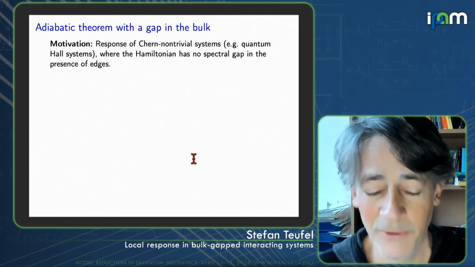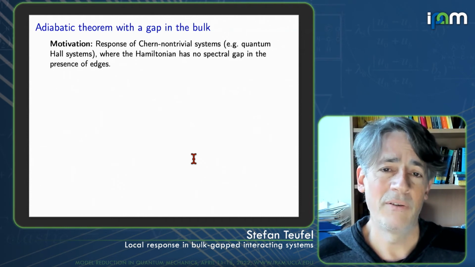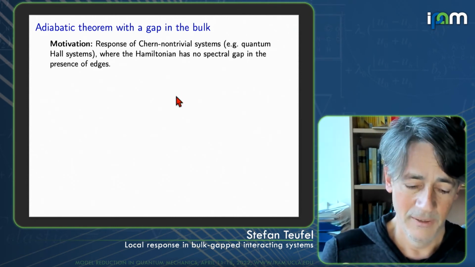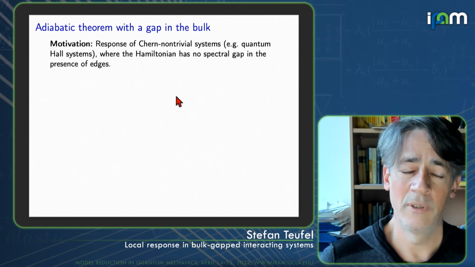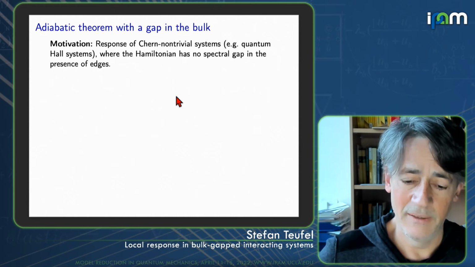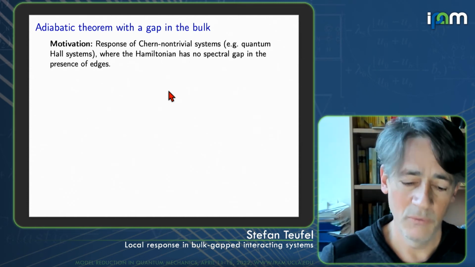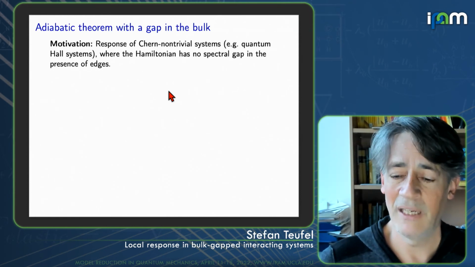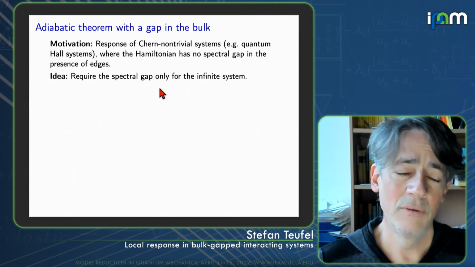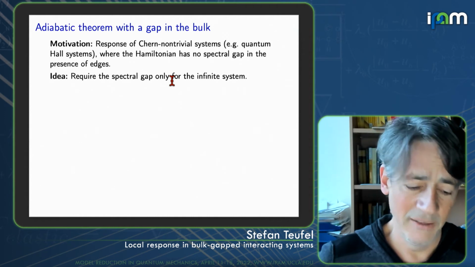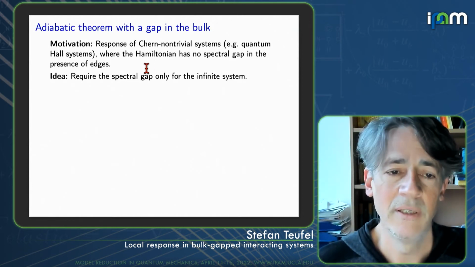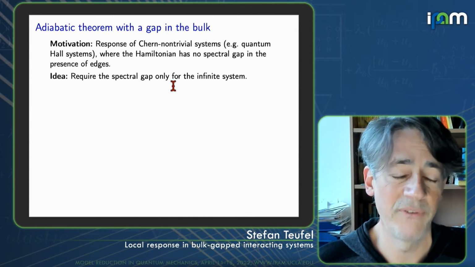And the result I want to now present to you in the last minutes is an adiabatic theorem with a gap in the bulk, where we don't want to assume that these finite volume Hamiltonians are gapped. So a result that really applies also to topologically non-trivial systems, even if there are gapless edge states which close the gap. So the idea is we don't want to put things on a torus to remove the boundaries. We want to understand what happens in the bulk of a system that is only gapped in the bulk, and not globally. To formalize this idea mathematically, we require the spectral gap only once we are in the thermodynamic limit, once we remove the boundaries to infinity. So the idea is to require the spectral gap only for the infinite system and not for the finite systems.